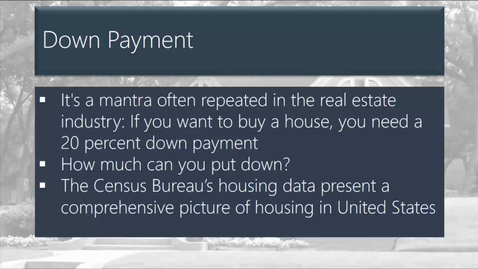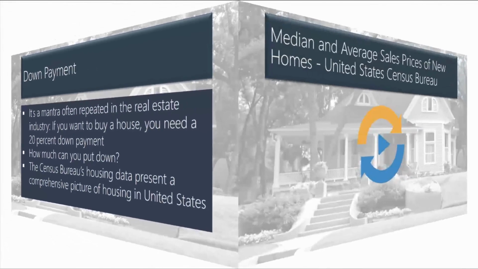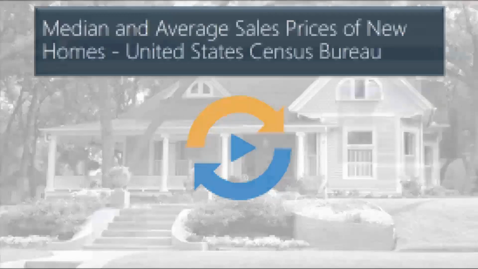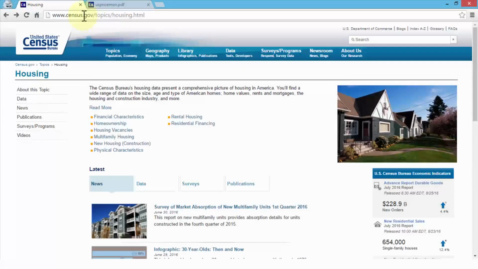Let me first talk about the Census Bureau's housing data that presents a comprehensive picture of housing in the United States, and then I'll demonstrate what a down payment is and how we can go about this process of not having to put down 20%. Here I'm going to show you the median and average sales prices of new homes according to the US Census Bureau. Let me navigate to my Chrome browser. Here I'm on the site. Here's the URL, census.gov. That's all you have to do. Just type and get to this site.